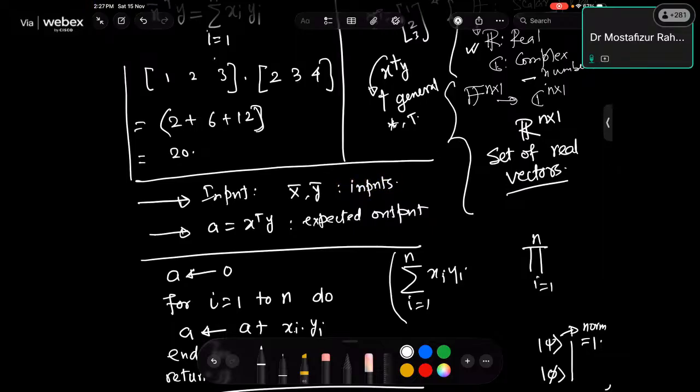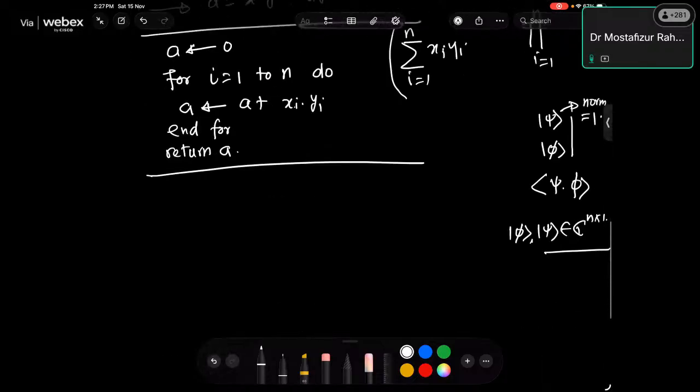And added to the initial value. So first, the initial value was 0. Next, it was 1 into 2 is 2, and 2 into 3 is 6. So 6 is added to the 2, and so on. So this is the philosophy of doing the vector dot product, right?